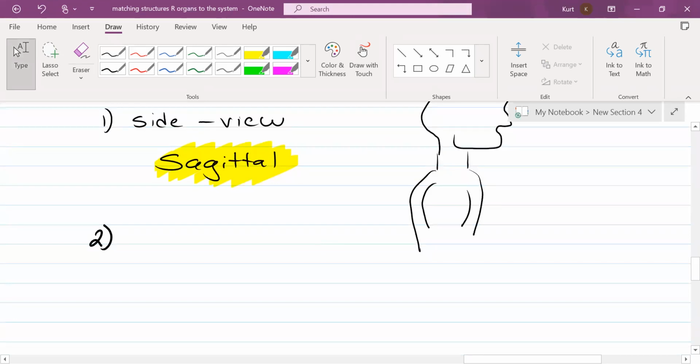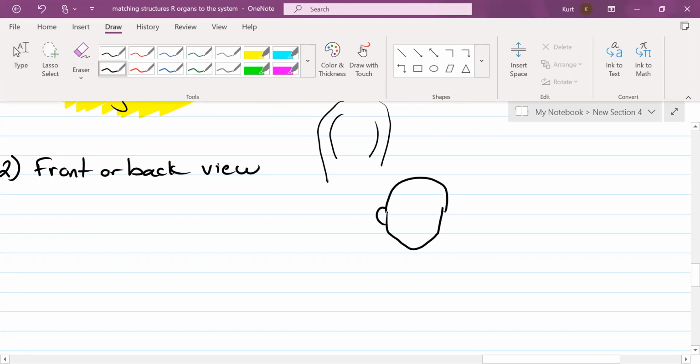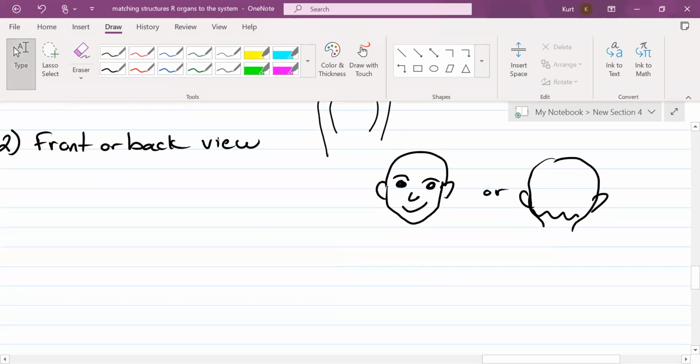Number two. This is a front or back view. You're either looking at them from the front or from the back. This is going to be frontal. And another term would be coronal.